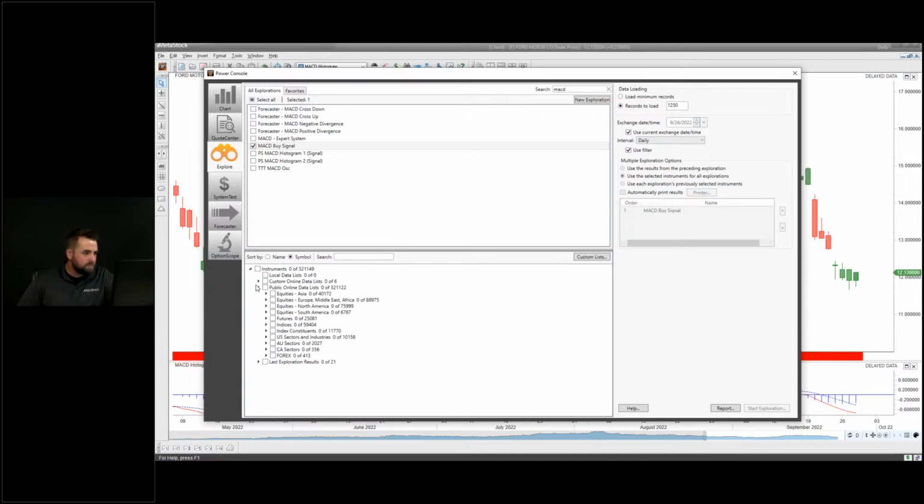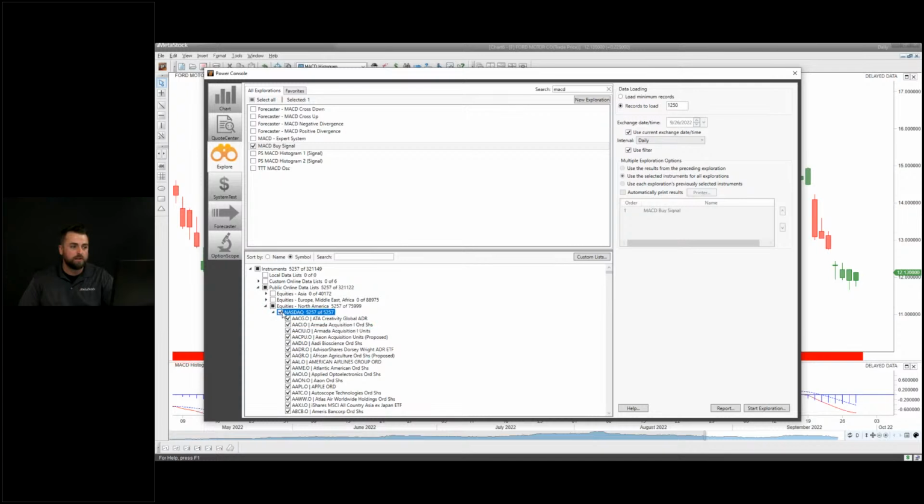Let's say I'm trading within North America. So I'm going to go ahead and open up North America. And what if I just want to scan or just want to trade things on the NASDAQ? So I could select the NASDAQ, which has 5,257 securities. I can open it up to see all of them in there and just select the ones I want, or I could click it to select all of them.